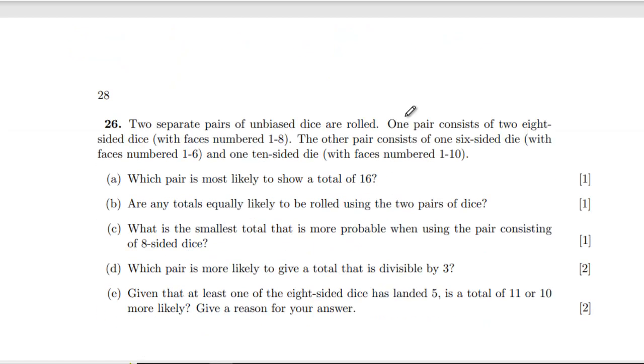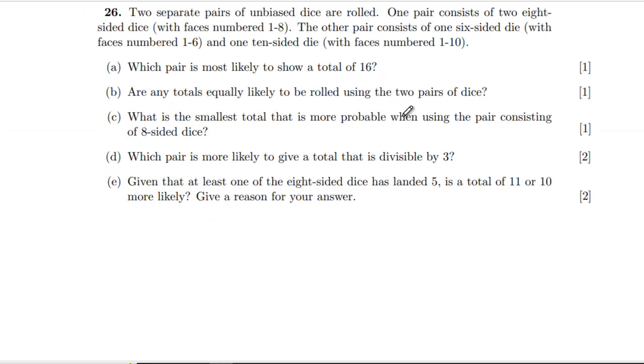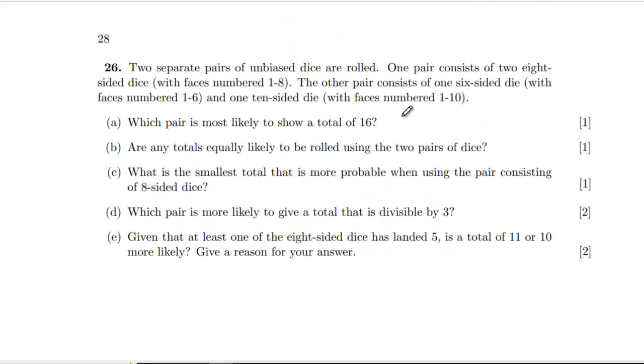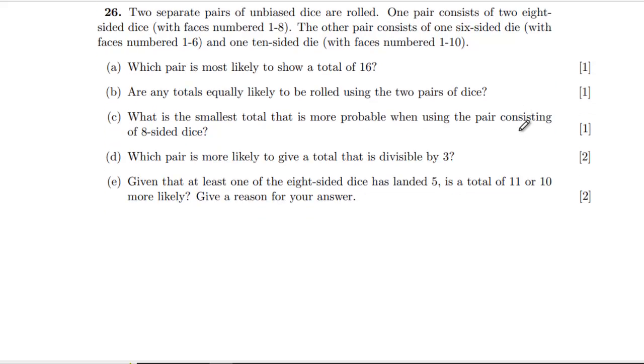Right, that brings us on to the final question, question 26, and it's a probability one. I was wondering if we were going to get probability turn up. We hadn't seen one yet. So 2 separate pairs of unbiased dice are rolled. We've got 2 8-sided dice and one of a 6 and a 10. Okay, so which pair is most likely to show a 16?